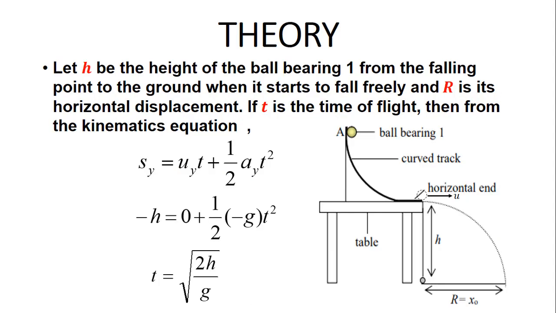Let h be the height of ball bearing 1 from the falling point to the ground when it starts to fall freely, and r is its horizontal displacement. If t is the time of flight, then from the kinematics equation, sy equals uyt plus half ayt squared, we will get t equals square root of 2h over g.